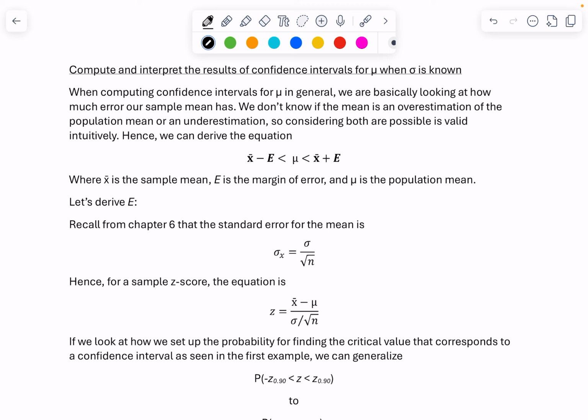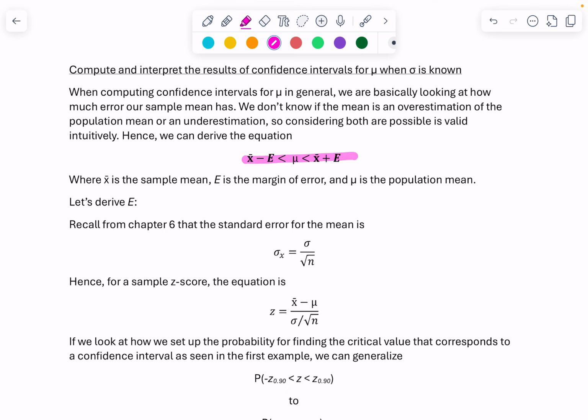Because of this, we derive this equation that our population mean is somewhere in between our sample mean boundaries, less than our margin of error or greater than our margin of error. So it's going to be somewhere in between that boundary, okay? And that's this equation here that's bolded, okay?